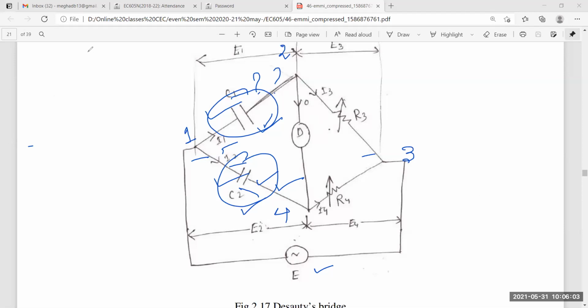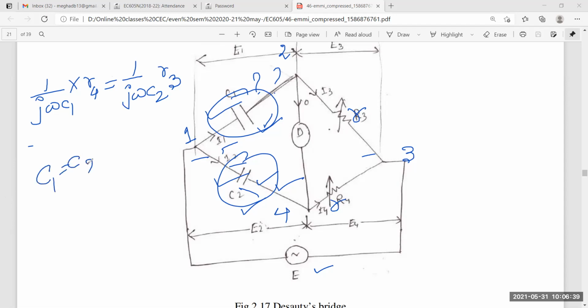I should get the formula like this. At balance condition, it will be 1 by j omega C1 multiplied by small r4. You can also take capital R4, because in this picture I have marked it small. Keep it as small R3, R4, then it will be easier. And this will be 1 by j omega C2 R3. So it implies that the value of the capacitor can be given by what? C1 we can write as C2 R4 by R3. So I need to find the value of C1.